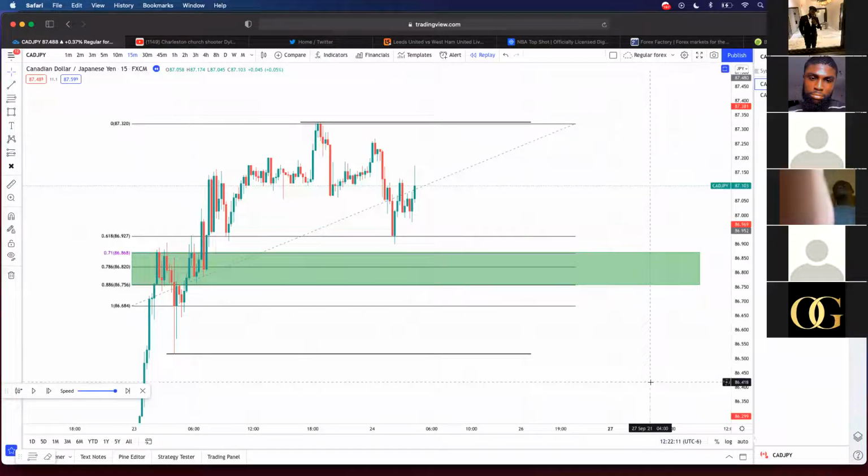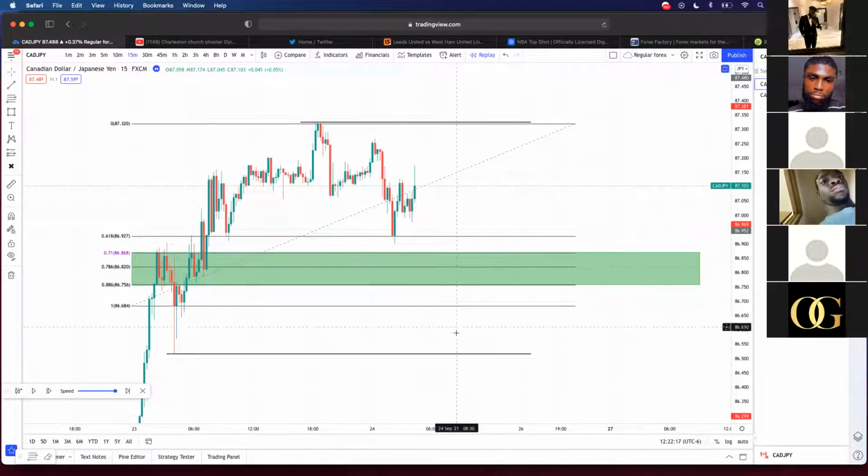Your time on TradingView has to match your own time zone. It's going to help you when you're trading. It's going to really help you. So why am I bringing time into this? This is 4:15 a.m., and this is CAD JPY, okay?